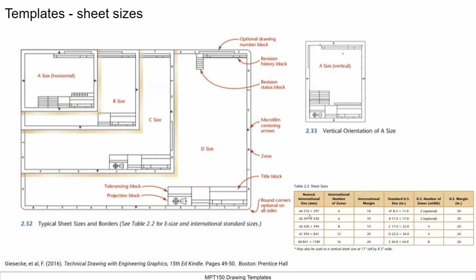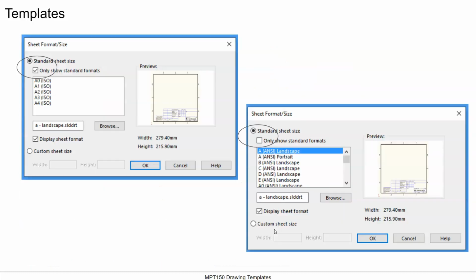So the ISO starts at A4 and is comparable to the A size, and then the A3, B, and A2, and goes to A0 and above is pretty much whatever you need. On the Solidworks side, on the templates, and we'll run through this again, but probably one of the most common is the checkbox for only show standard formats. If we're in ISO or ANSI, a lot of times when we're setting it, it gets set to ISO, so it's going to show those ISO standards.